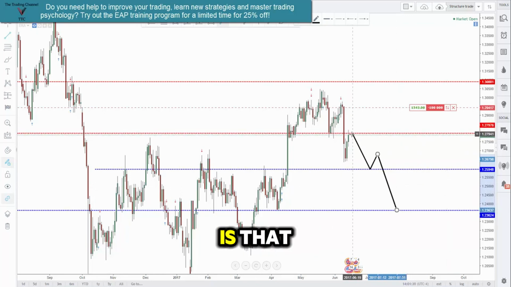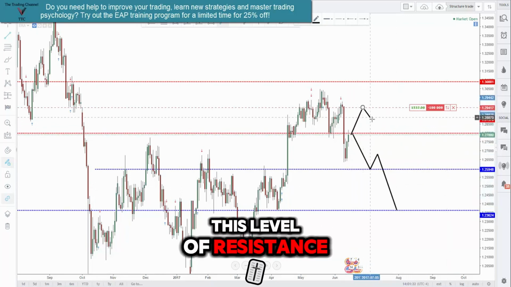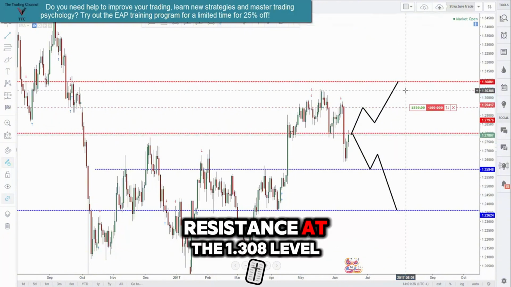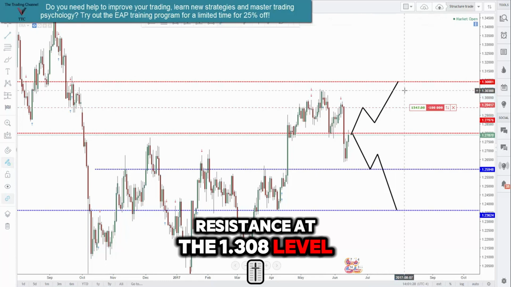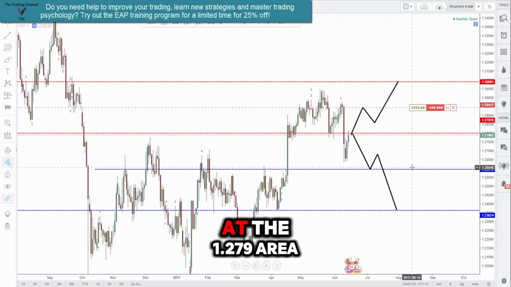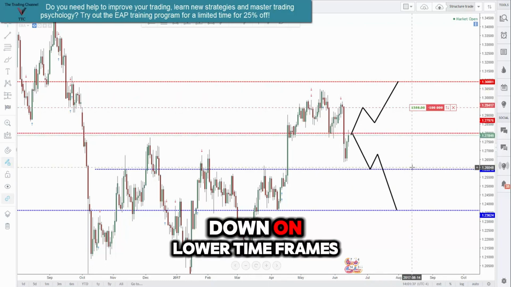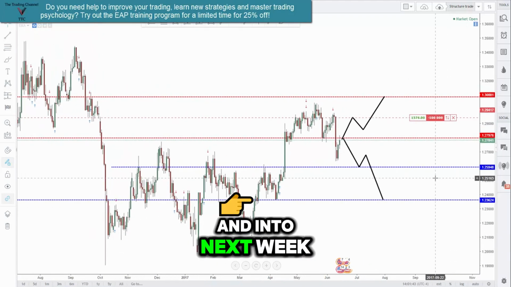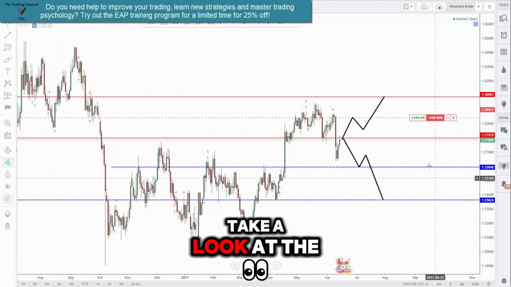Now, another possibility is that this market breaks through this level of resistance and continues higher, in which case we'll be looking for resistance at the 1.308 level for possible shorting opportunities, along with right where the market is now at the 1.279 area for some entry reasons down on lower time frames. So that's what we're going to be looking at here on the pound dollar throughout the rest of the week and into next week. Next up, let's go ahead and take a look at the dollar Swiss.